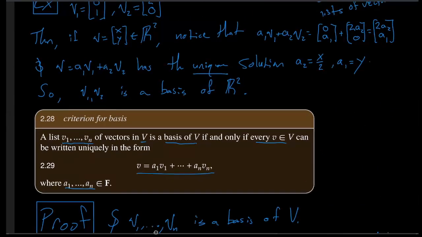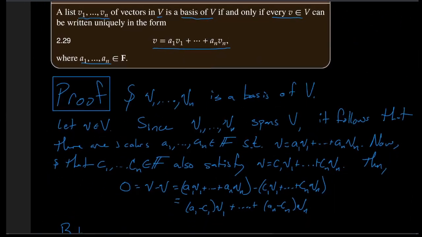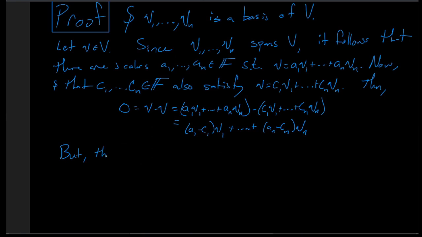But since a basis is a linearly independent set that spans V, this means that ai minus ci equals 0 for i equals 1 all the way down to n. This follows from a result we proved last time, which said that if the only way to write the 0 vector as a linear combination of the vectors v1 through vn is with the coefficients all equal to 0, then the list of vectors v1 through vn is linearly independent. Okay, cool. So this tells us that these guys are all equal to 0.